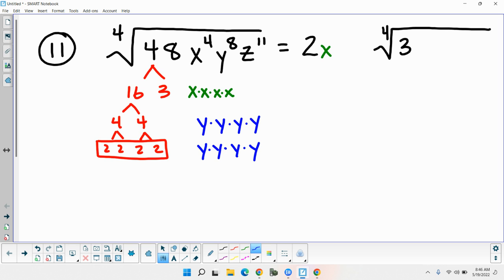So how many groups of 4 y's are there? 2, so what do I pull out? 2 y's, y times y, which is y squared, right? And there's no x's or y's left over to put underneath. You guys understand that, right?